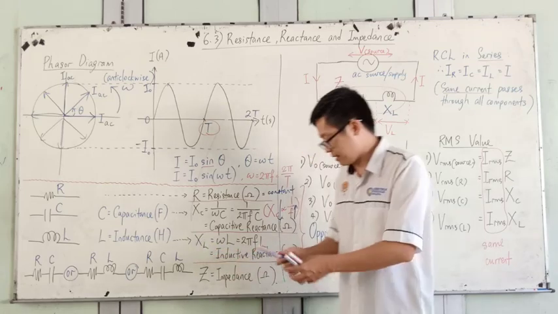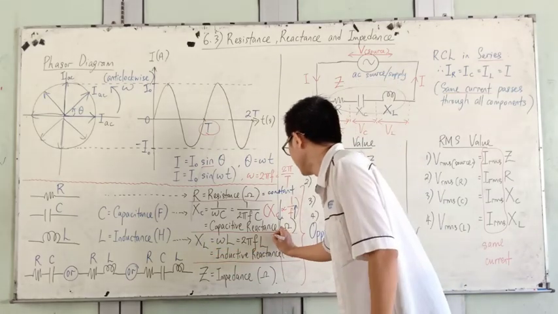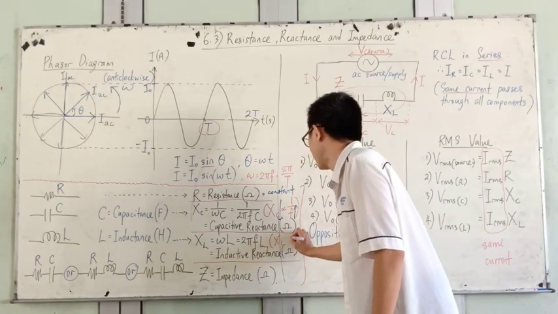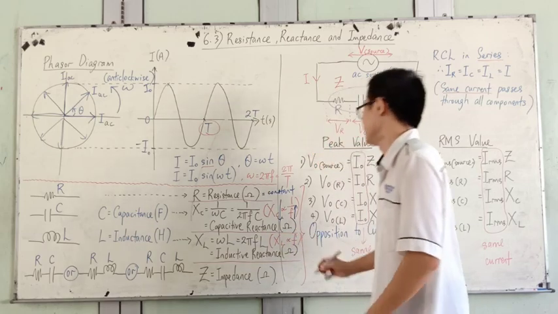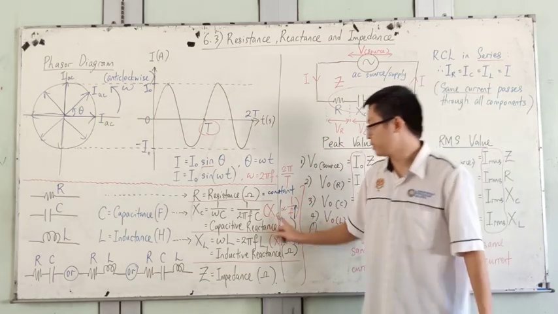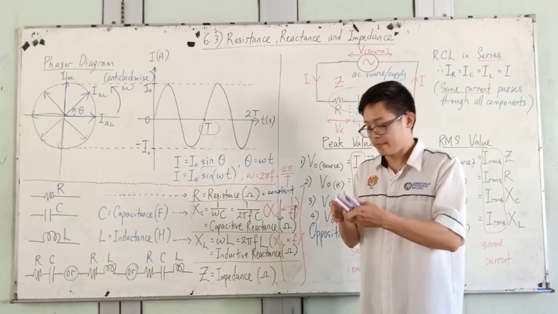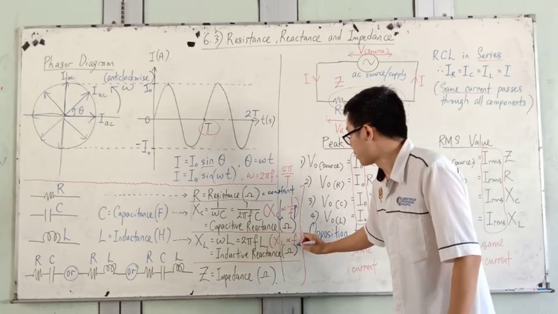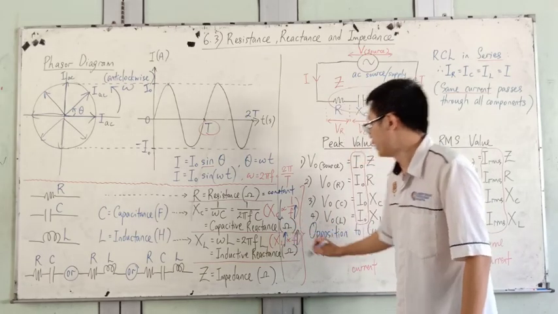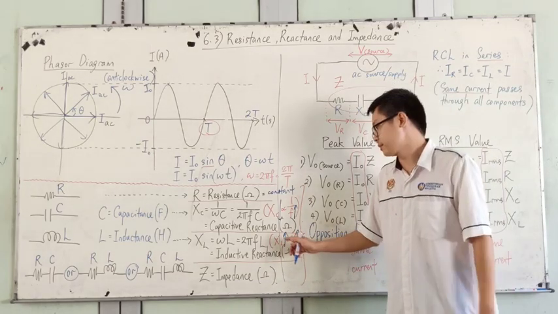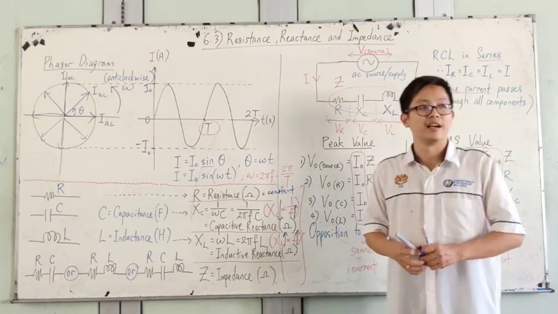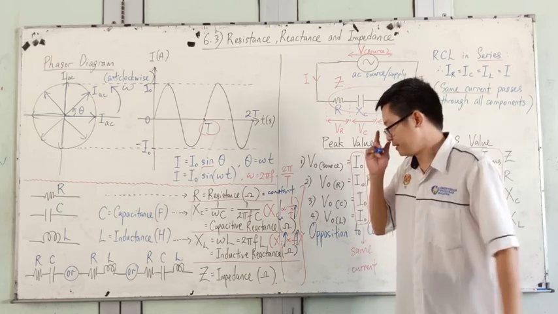So for XL, XL is proportional to frequency. Just now Xc is inversely proportional to frequency, right? This XL is proportional to frequency. That means if frequency increases, XL increases. Okay? Alright.